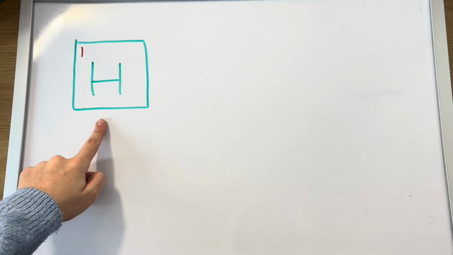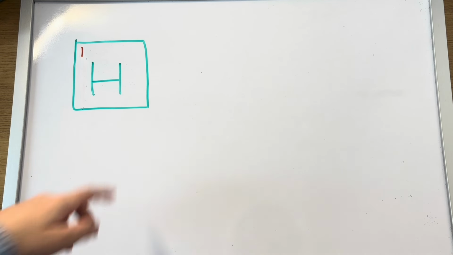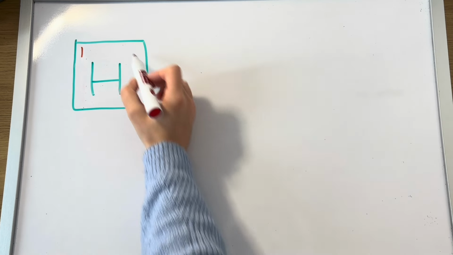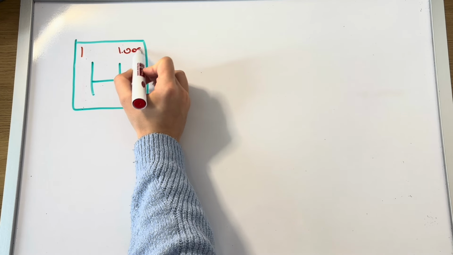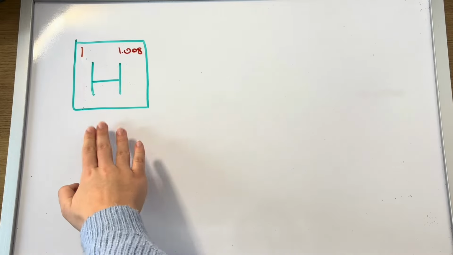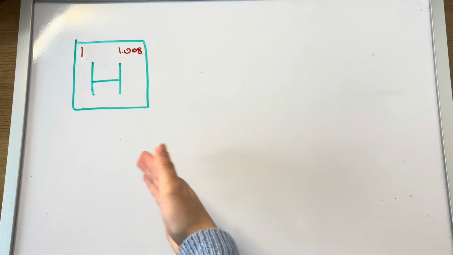Since the atomic number is 1 for hydrogen, that means that hydrogen is the first element of the periodic table. But on the right will always be another number that symbolizes the mass of this element. So how heavy is this element?